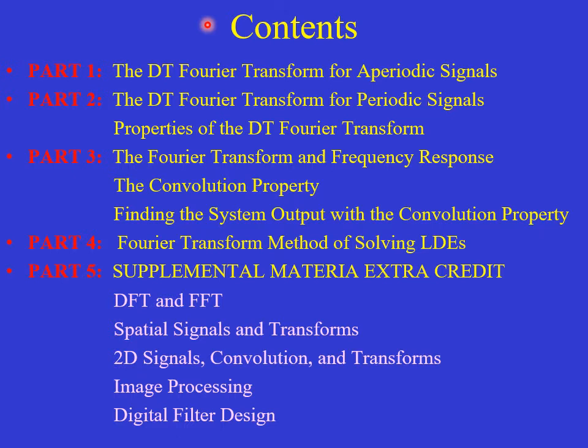Just an initial thought here, this Chapter 5 is basically a clone of Chapter 4. It's almost identical. The only thing that's different, of course, is that we are dealing here with discrete time signals and systems, whereas in Chapter 4 we were dealing with continuous time signals and systems. So the organization of the chapter is almost identical to Chapter 4.